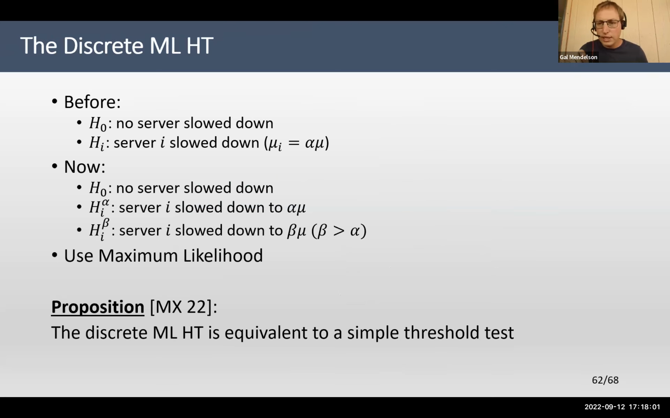So to conclude this part, the discrete hypothesis test that is equivalent to the composite hypothesis test is just incorporating these H_i betas into the possible hypotheses that we test for. And lastly, proposition: this discrete hypothesis testing is again equivalent to a simple threshold test. So we finished the entire picture, at least with the challenge of detecting a service rate slowdown using decision data on a continuum. Because now we can say, look, there's a simple threshold test, and this is proven.